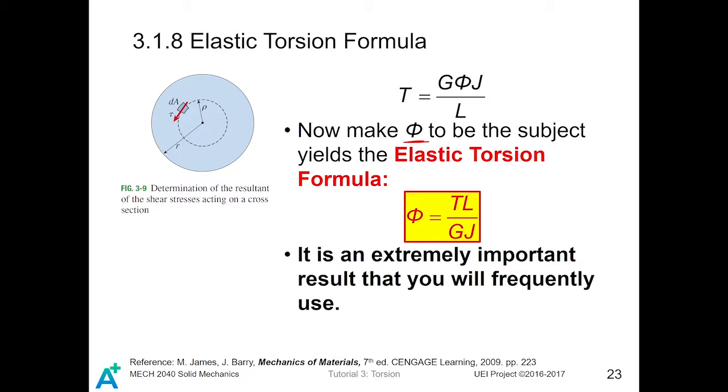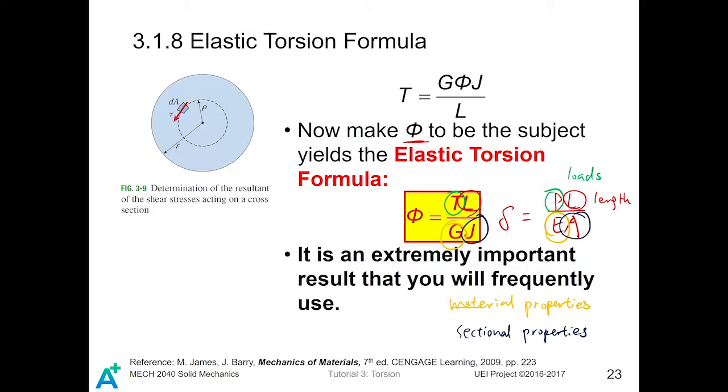Notice that it is rather comparable to what we have learned before, which is the axial deformation of a piece of material under the axial load: delta equals PL divided by EA. So in such case, P and T are loads acting on the prismatic bar. L is the length of the material. G and E are material properties. J and A are sectional properties. So as you can observe, they are rather similar and comparable.